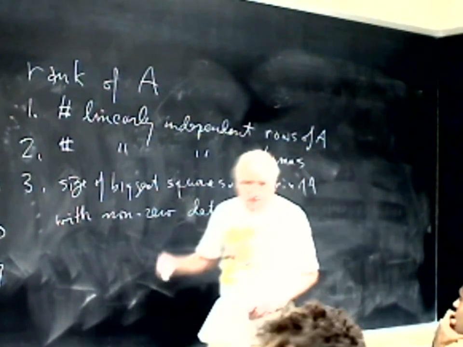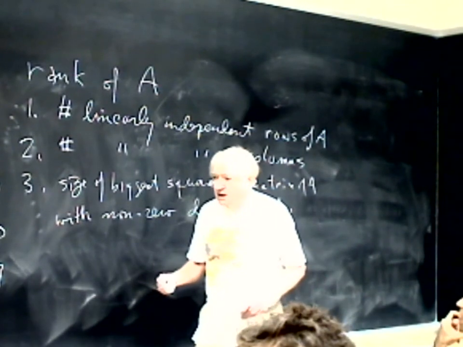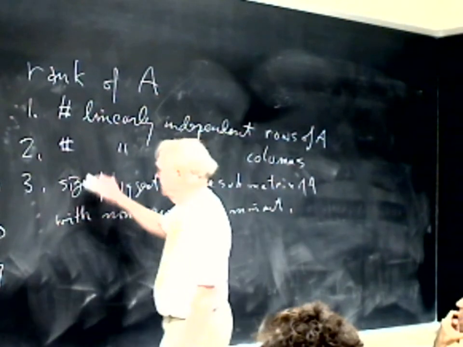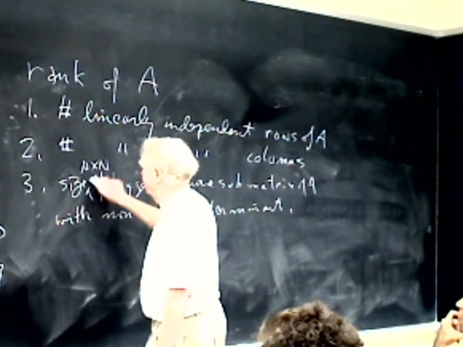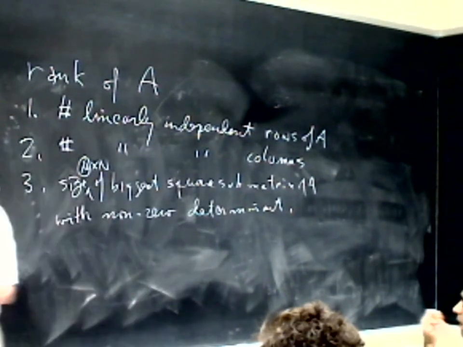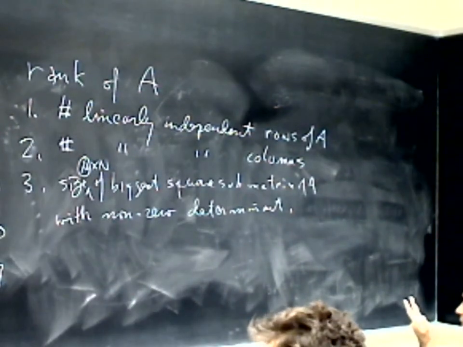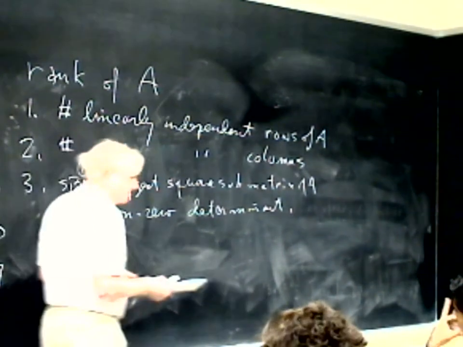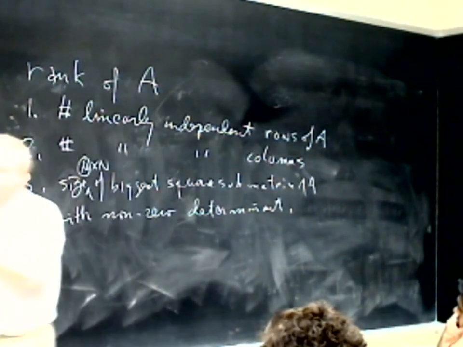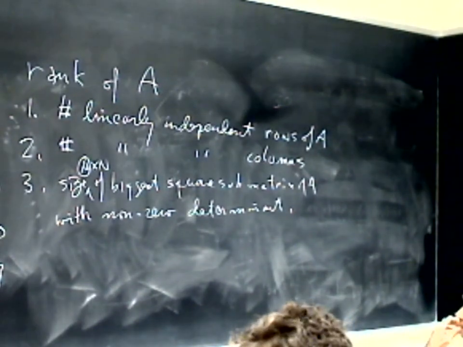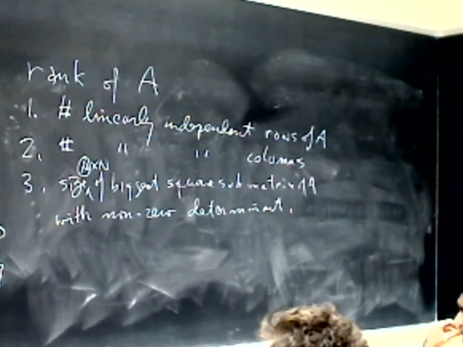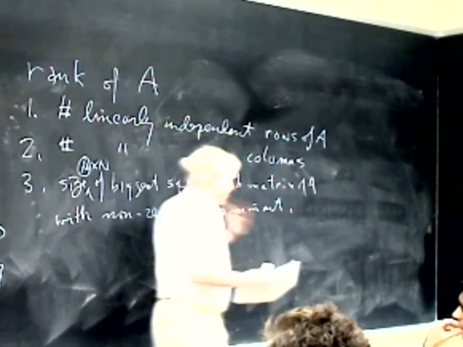Okay. What? By size, you mean number of elements or dimension? Good point. I meant n by n. So I guess that's why I wrote it the way I did in the notes. It's the number of rows or columns in the biggest square submatrix of A that has non-zero determinant. So these are three equivalent definitions of rank. In books on linear algebra, you can find proofs that one is equivalent. Each of the three implies the other two.